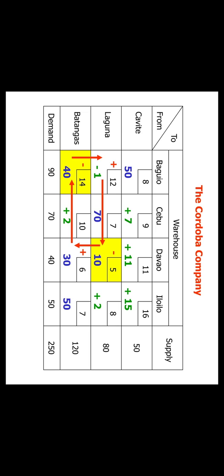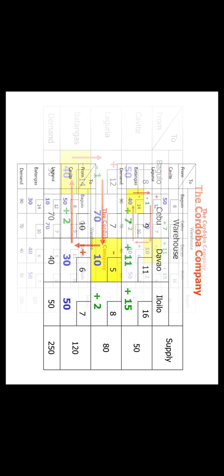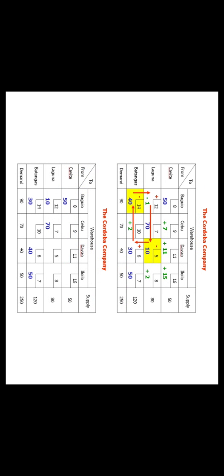For the cell Batangas to Baguio, originally it would have a value of 40, minus 10 this time would give you a value of 30 in the next tableau. For the cell Batangas to Davao, its original value is 30, plus 10 this time would give us a value of 40 in the next tableau. And then for the cell Laguna to Davao, it contains originally a value of 10, but that is the value that we've been adding and subtracting. Therefore, in the next tableau, that cell would become blank. So this is now the transition from the second tableau to the third tableau.